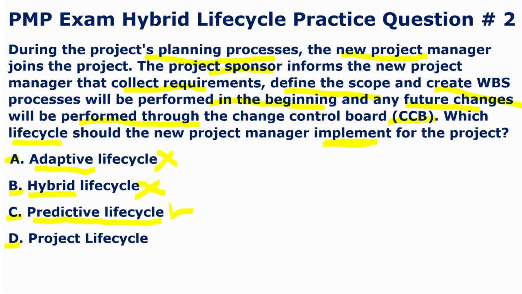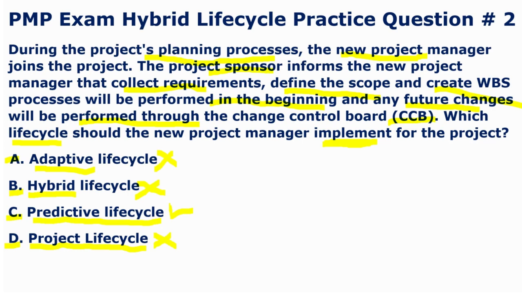Let's review option D, which states that the new project manager should implement the project life cycle, and this option determines the series of phases that a project passes through from its inception to the end of the project. So this option is also not the best for this situation. Let's select the best option for us.